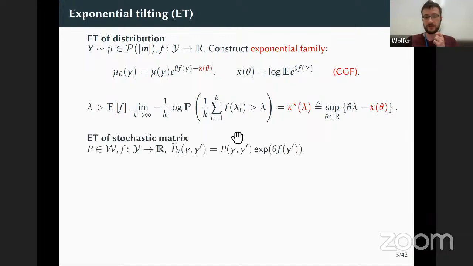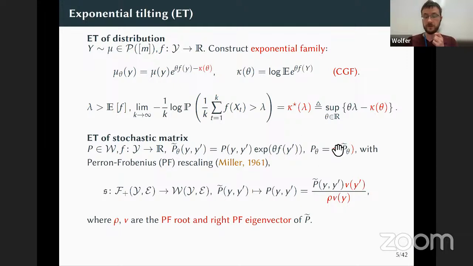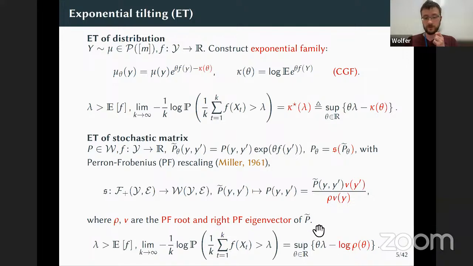What happens for stochastic matrices? What if I want to apply the same sort of ideas? Each entry of a stochastic matrix is multiplied by some exponentiated term. Here it is still possible to rescale using the following mapping S. But this rescaling also has to involve not only a scalar rescaling, but also the right Perron-Frobenius eigenvector associated to the matrix P tilde, in order for each row to be normalized. And here also, perhaps surprisingly, the logarithm of the Perron-Frobenius root of the matrix P tilde plays the role of the cumulant generating function, and its dual controls the large deviation rates.